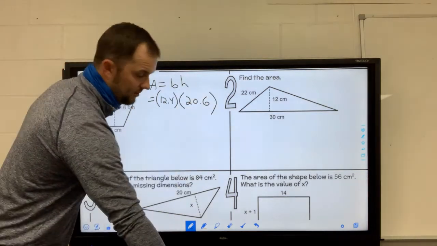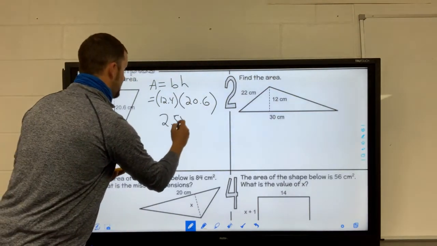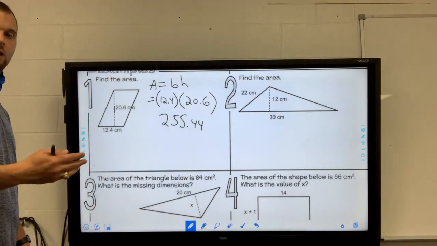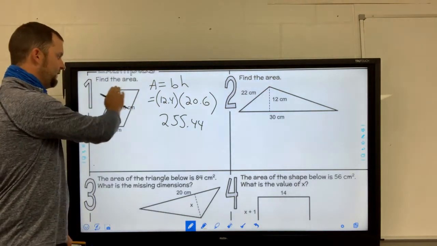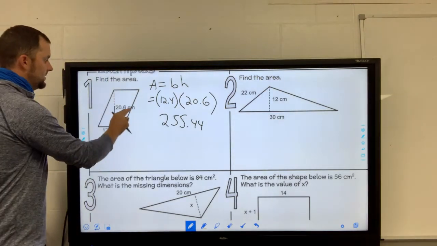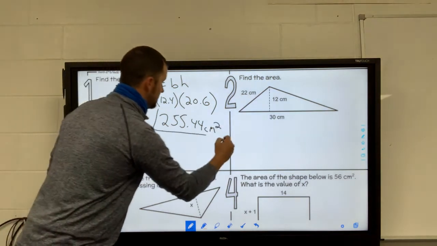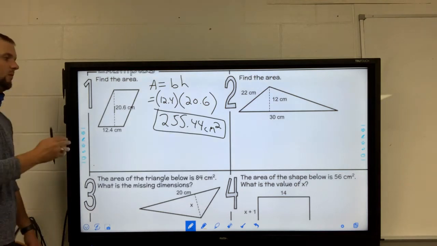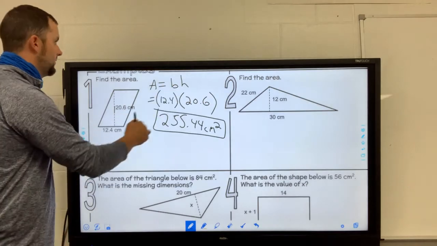So literally I'm just going to multiply those together and give me 255.44. Now remember, I'm dealing with area. So area is how many square centimeters can fit inside here. So that's going to be centimeters squared. So ladies and gentlemen, the area of this parallelogram is 255.44 centimeters squared, okay? Move over to example number 2.